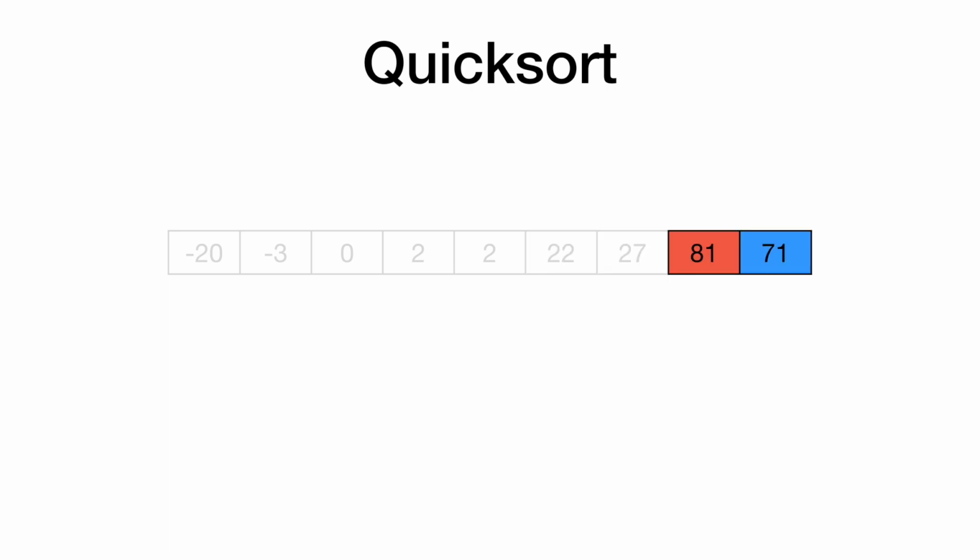We take these guys. They're already sorted, but we would split them in half. Here we're splitting in half. 71 was our middle, so it's going to go on the left. 81 is going to be on the right. We end up swapping them.